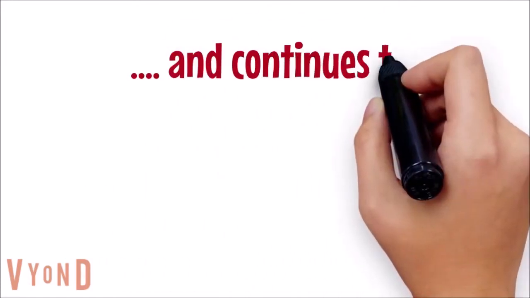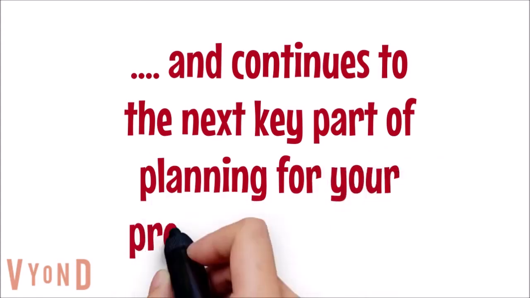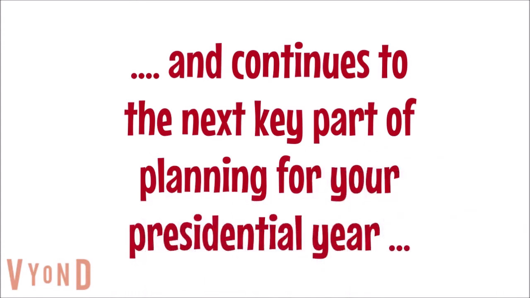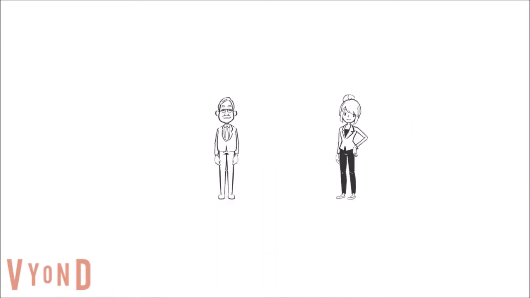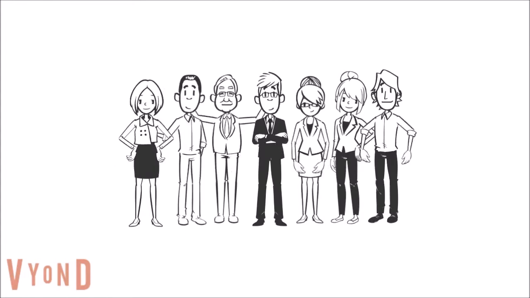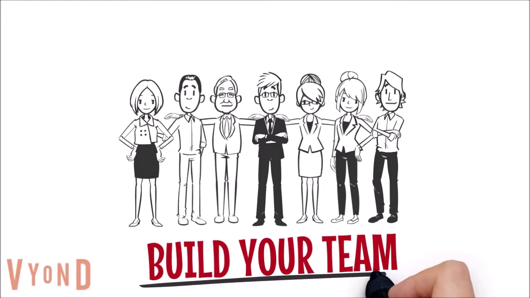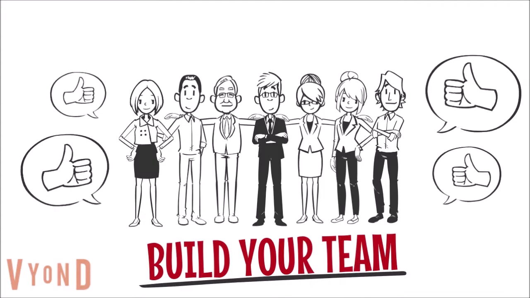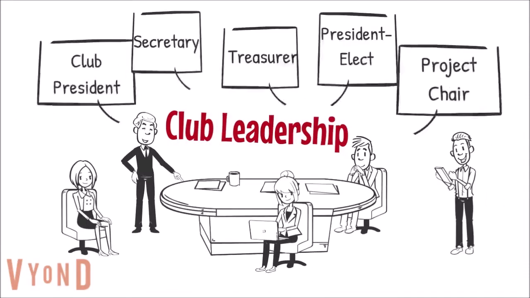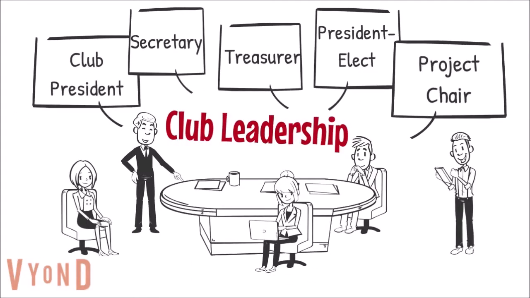and continues to the next key part of planning for your presidential year, which is building your team. You cannot be an effective leader without help. Focus early on building your team. Ultimately, your team is the entire club, but there are some key roles that need to be filled. Select members to be officers, directors, chairpeople, and others who have the skills and abilities and are willing to step up.